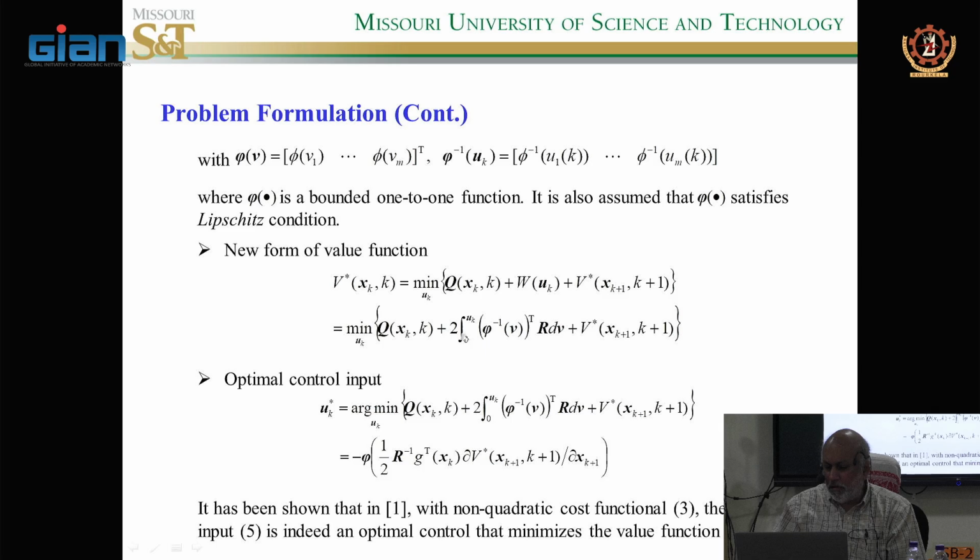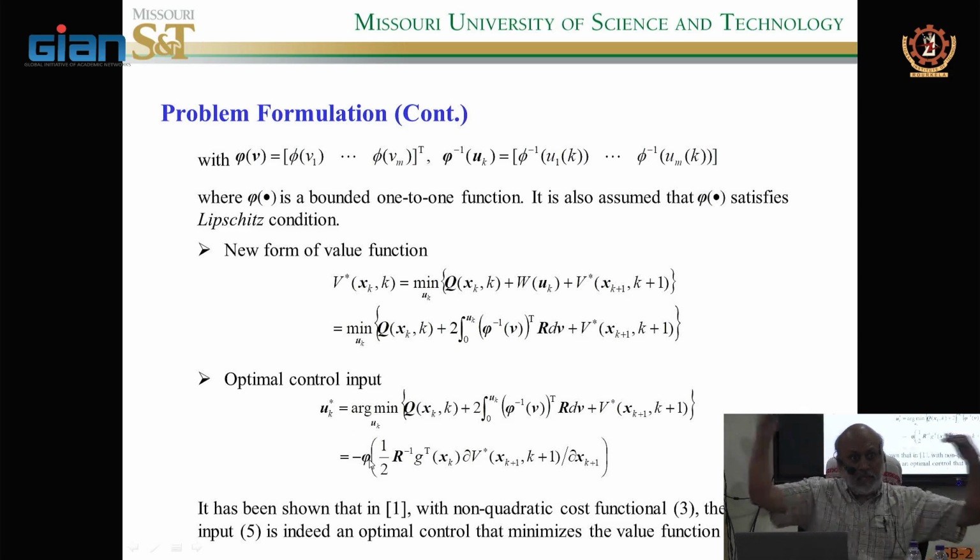So now, because of the actuator saturation, for W you have that function, and then the optimal control input is given by minus phi. That phi basically truncates the actuator output.